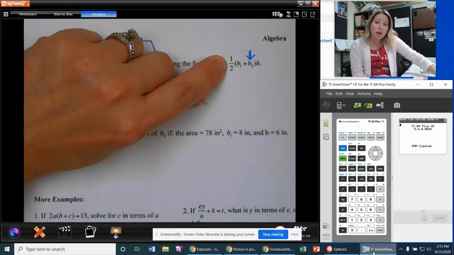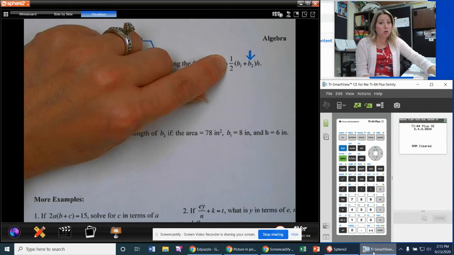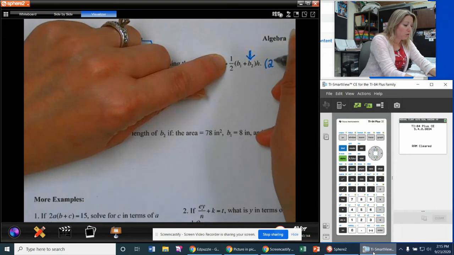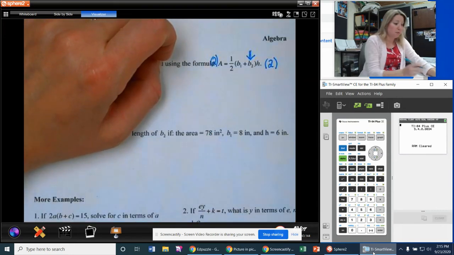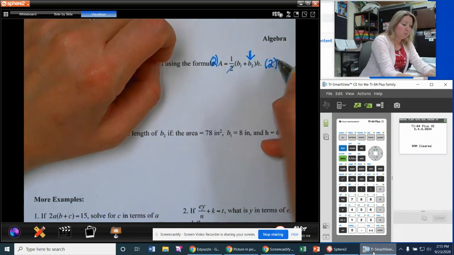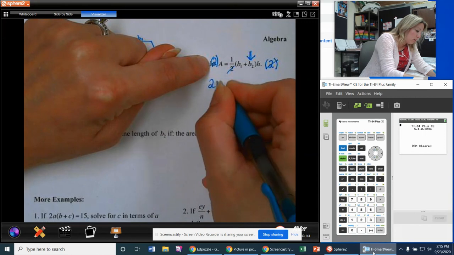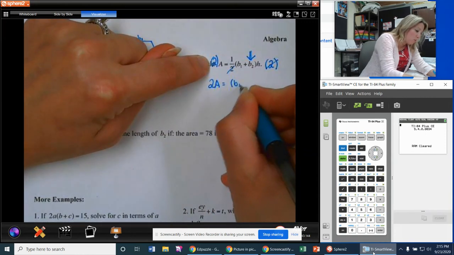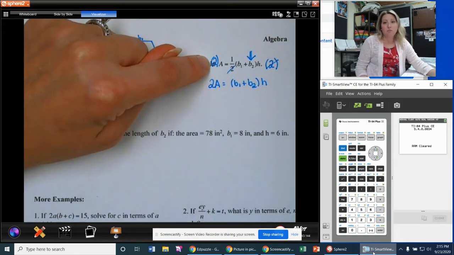The first thing you need to know is that multiplying by 1/2 is the same as dividing by 2. So what is the opposite of dividing by 2? It's multiplying by 2. Start off by multiplying both sides of your equal sign by 2. That's the multiplicative inverse there. So over here, you've got 2a. Bring it down to this line. Over here, the fraction has canceled out, so you've got b1 plus b2 in parentheses times h outside.